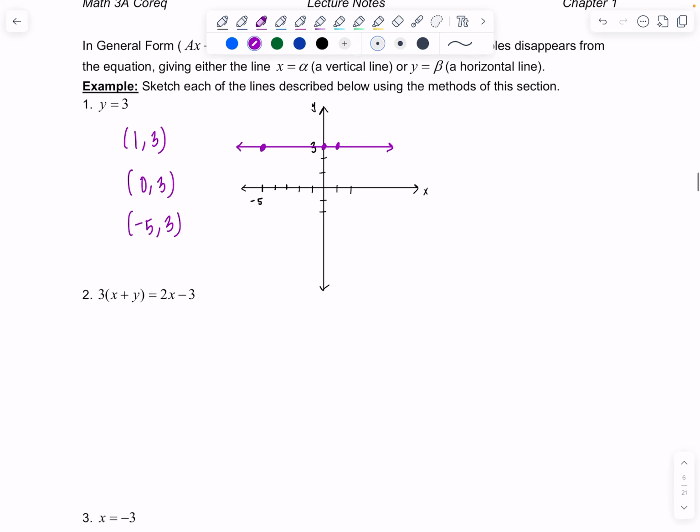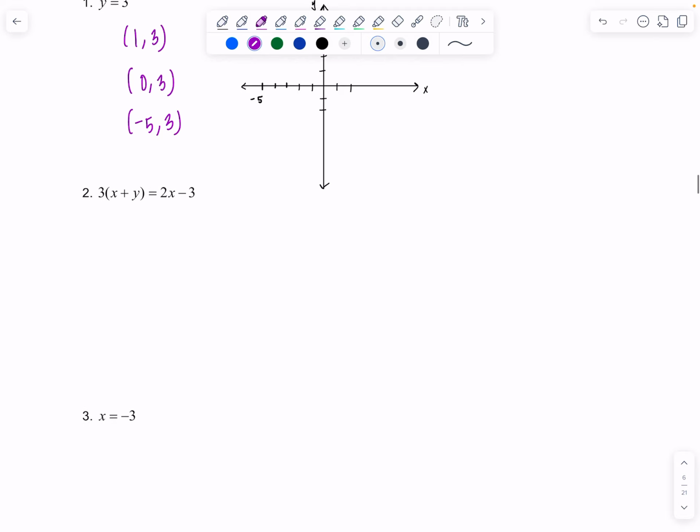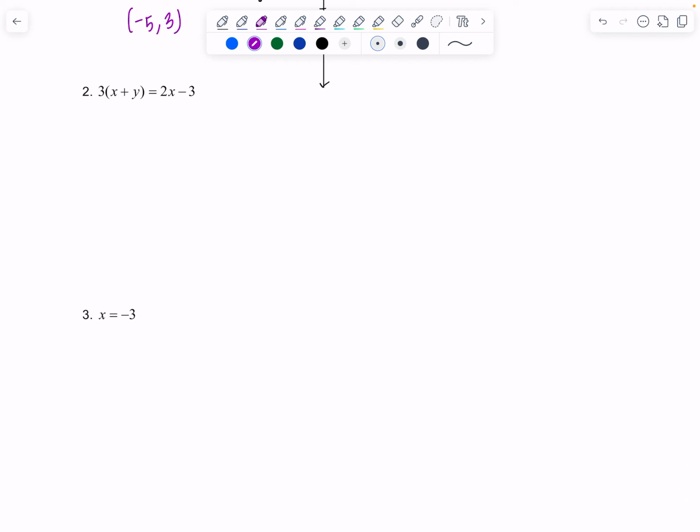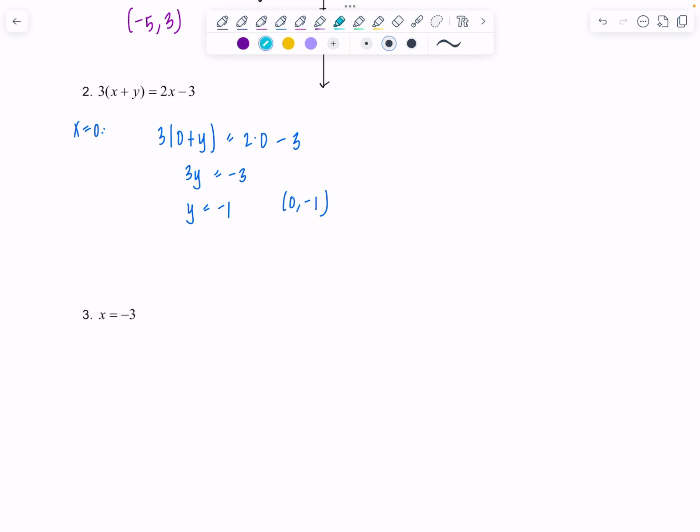Okay, let's try another one here. 3 times x plus y equals 2x minus 3. So again, pick whatever you want for whichever variable you feel like, and then solve for the other. And we have to do that twice. I'm just going to let x equal 0. I like picking things that are going to be pretty easy. So 3 times 0 plus y equals 2 times 0 minus 3. 3 times 0 plus y, that's y equals -3, so y is -3. So that means I have the ordered pair 0, -3 on my line. That's 1 point.